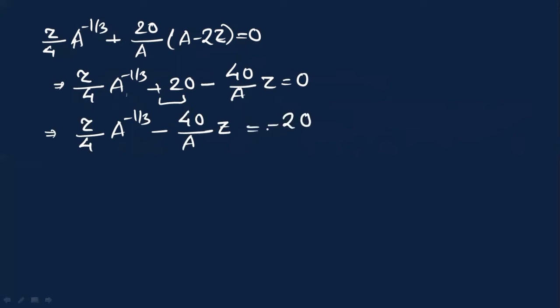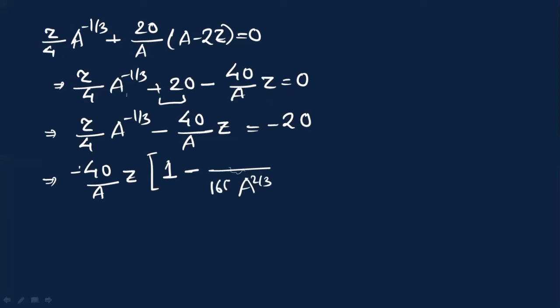Minus 20. All right. Now, if I take minus 40 by a z common, then this term will give us only one positive one, and the second term will become minus. Okay, 1 by a is taken common. So here what you will have? You will have here a to the power 2 by 3 when you will simplify. 40 is taken common, so in the denominator you will have 1 by 160. Numerator 1, it is equals to what?